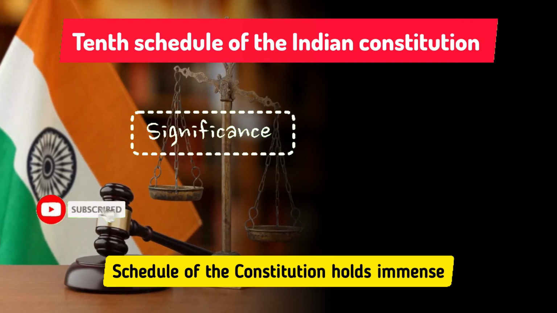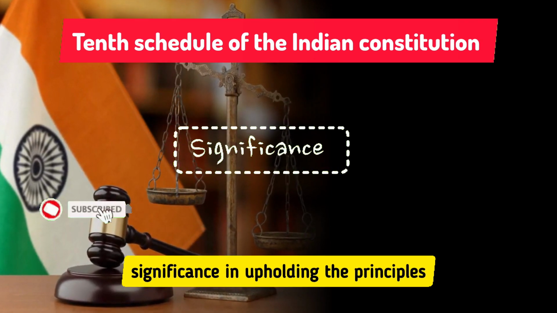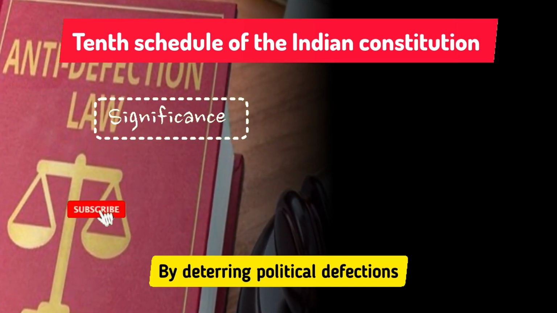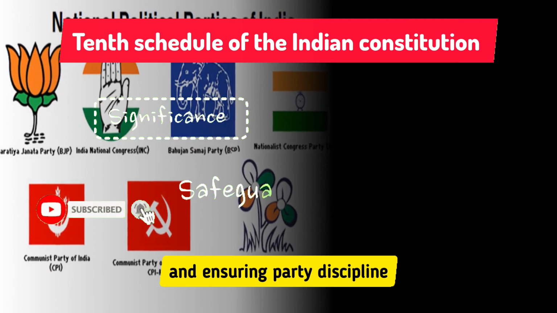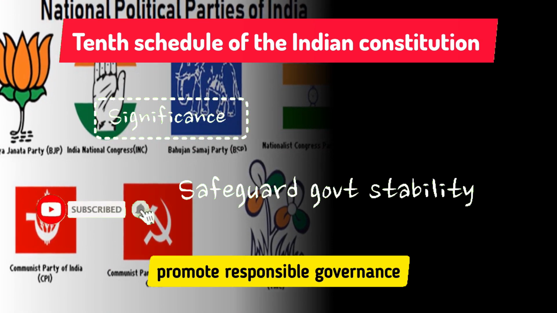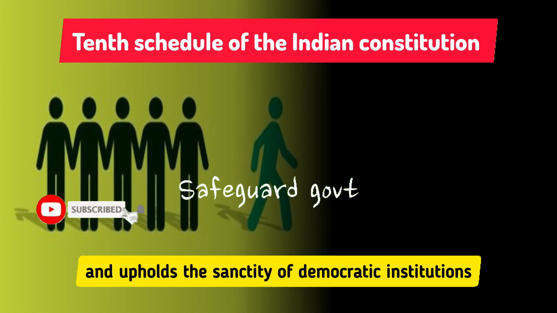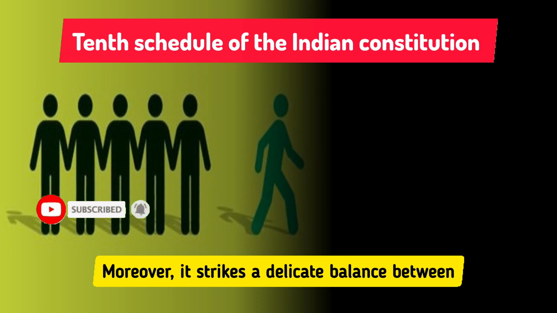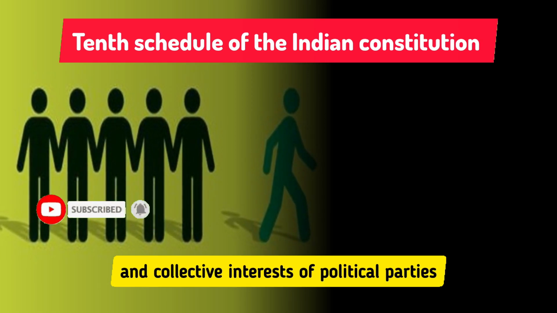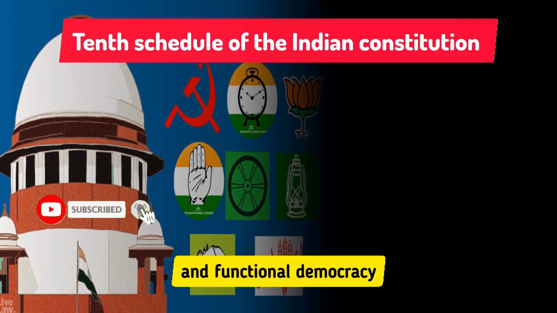The 10th schedule of the Constitution holds immense significance in upholding the principles of parliamentary democracy in India. By deterring political defections and ensuring party discipline, it safeguards the stability of governments, promotes responsible governance, and upholds the sanctity of democratic institutions. Moreover, it strikes a delicate balance between the individual rights of lawmakers and the collective interests of political parties, thereby fostering a robust and functional democracy.